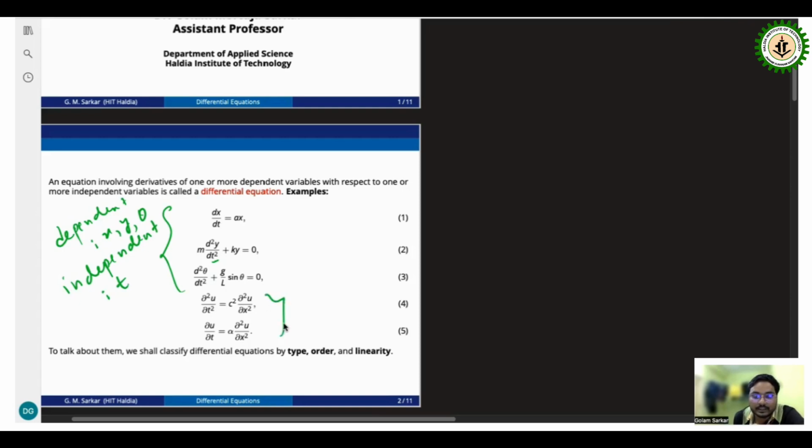Now, in these two equations, u is the dependent variable and x, t are the independent variables. Right? Now, to talk about them, we shall classify differential equations by type, order, and linearity.